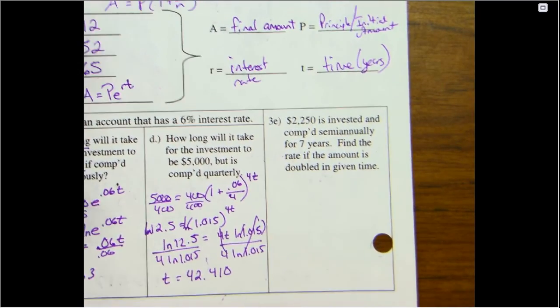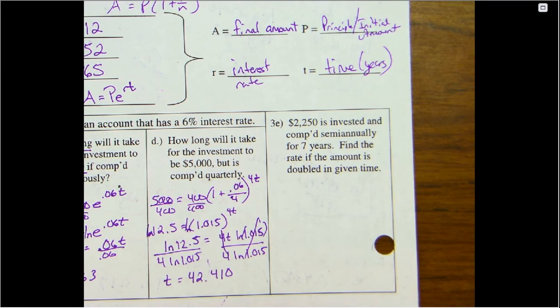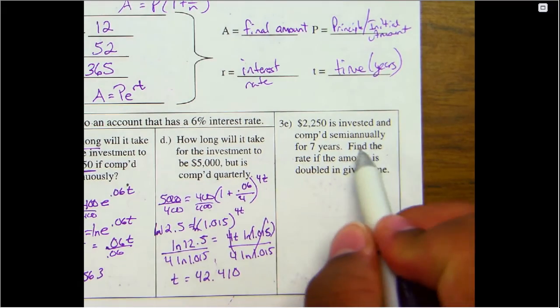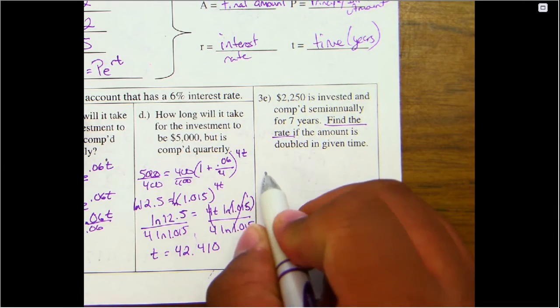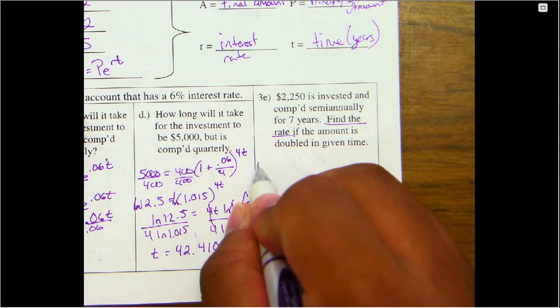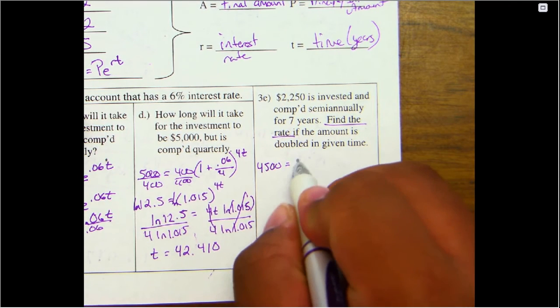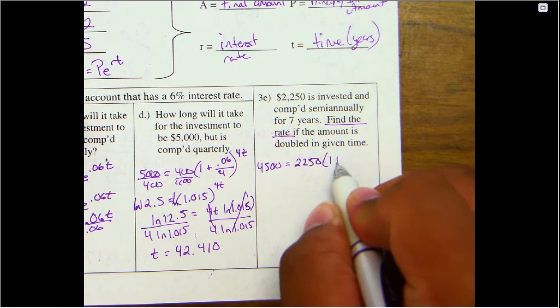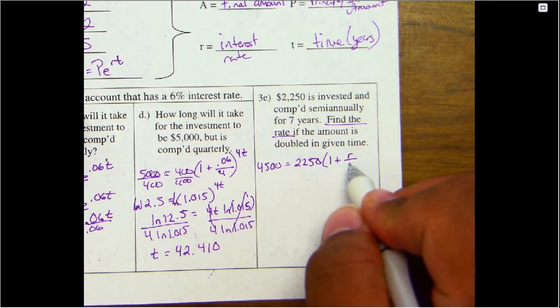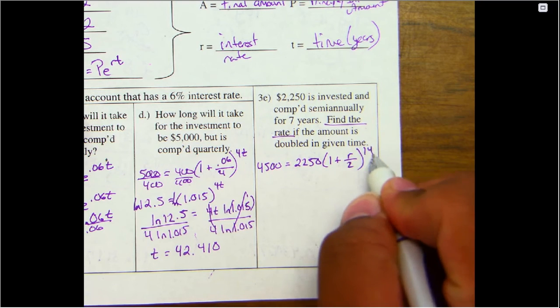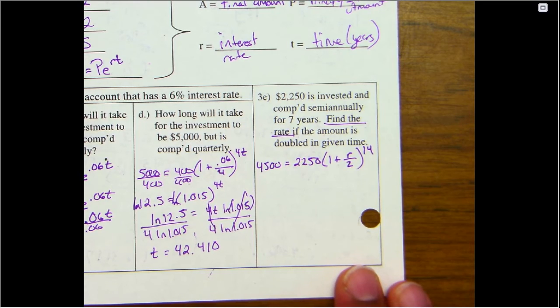All right, the last one for this little section says 2250 is invested, compounded semi-annually for 7 years. Find the rate if the amount is doubled in the given time. So what am I looking for? I'm looking for the rate R. So what is A? Why is it 4,500? Because it's doubled. What is N? 2 because it's semi-annually. And nt would be 2 times 7, which is 14.